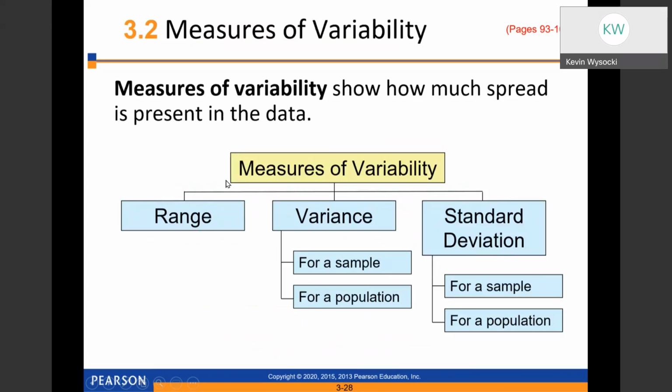So looking at chapter 3.2, measures of variability show how much spread is present in the data. So far what we've looked at is values of central tendency. Those give us a number in the middle that describes the data. What this section does is describe how spread out the data is. The words they use are range, variance, and standard deviation, each of those for a sample and a population.